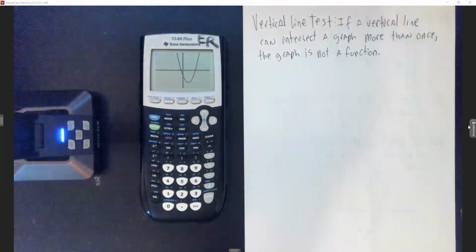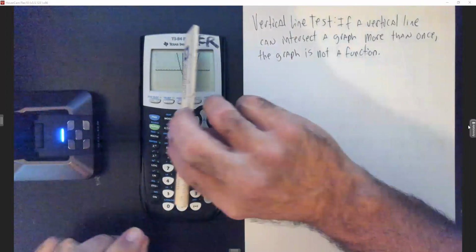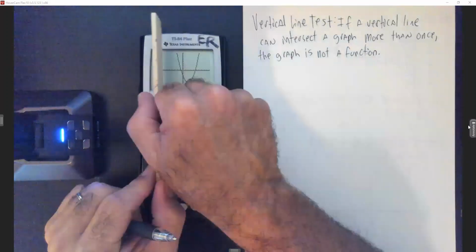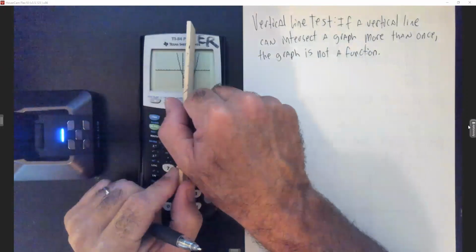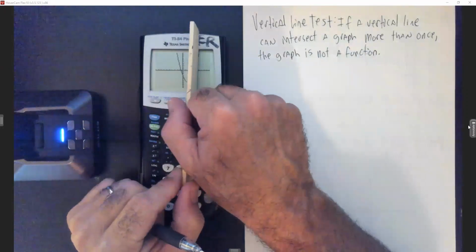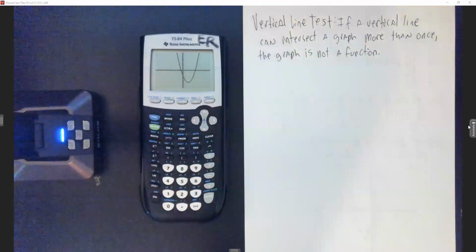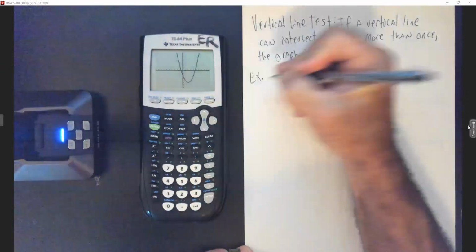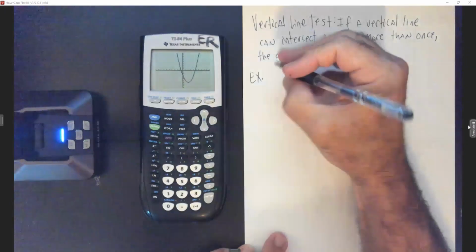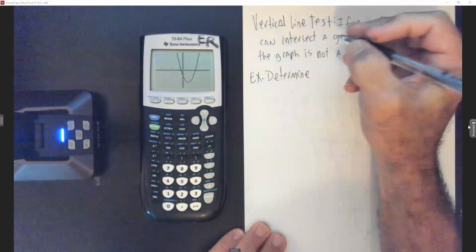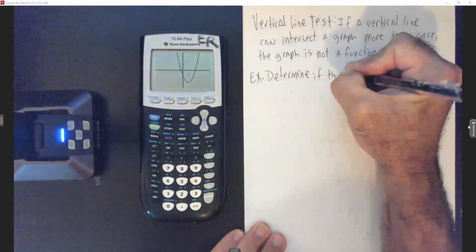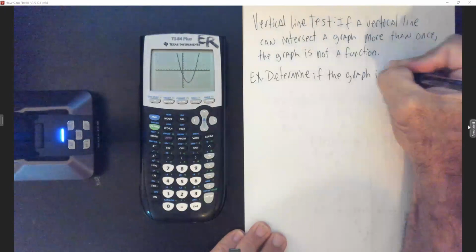So if you see the graph I got on my calculator, if I was to run my vertical line left to right, notice it's only intersecting my graph once everywhere I go. So that's what we're going to be looking at. We're going to determine if the graph is a function.